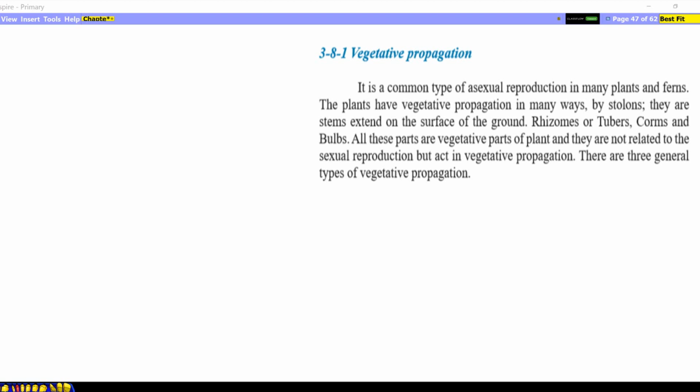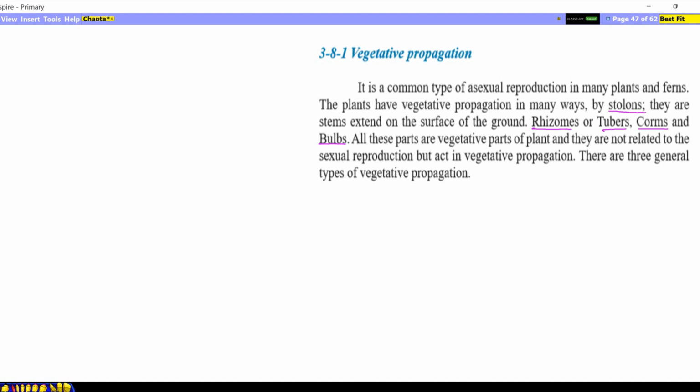So vegetative propagation is a common type of asexual reproduction in many plants and ferns. Plants have vegetative propagation in many ways: by stolons, like in strawberry, rhizomes, tubers, corms, and bulbs. All these parts are vegetative parts of the plant. They are not related to sexual reproduction. The sexual reproduction part of the plant is the flower, but these parts act in vegetative propagation.